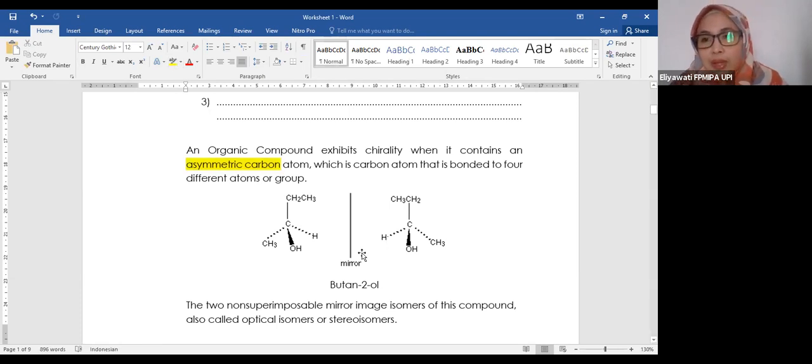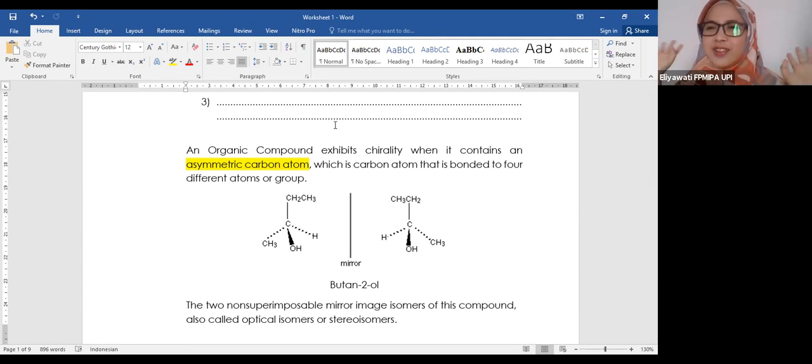The clue that the substance can form optical isomer is that the substance should contain an asymmetric carbon atom. Why? What is it? What is an asymmetric carbon atom? Do you still remember?